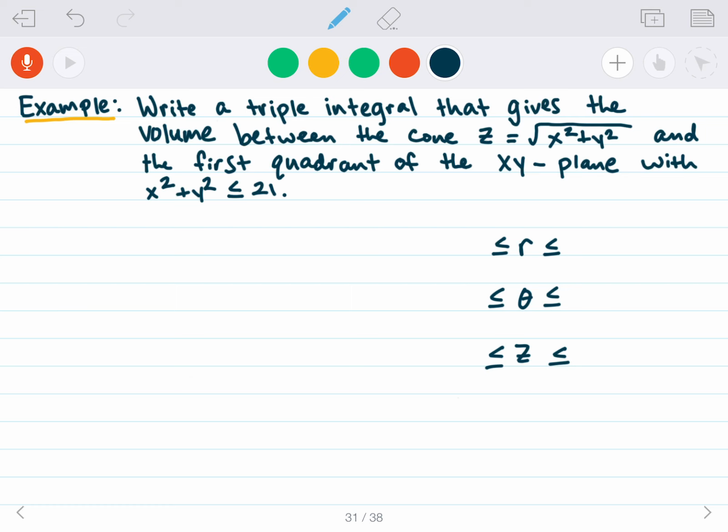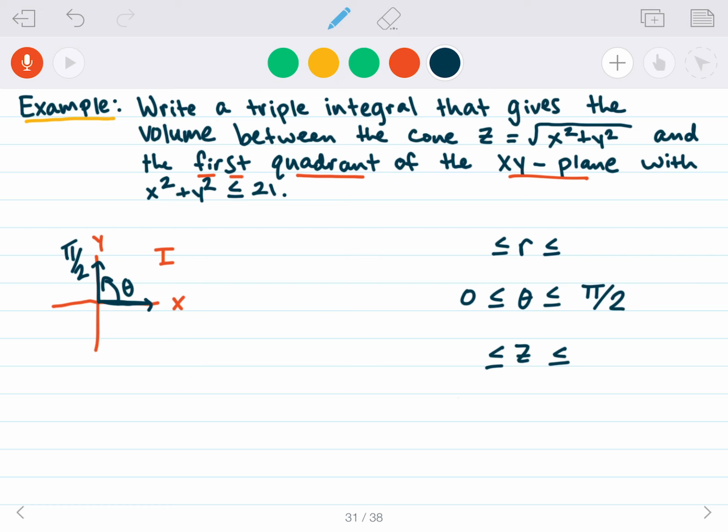Well, theta depends on the xy plane, right? And they tell us that we're only interested in the first quadrant of the xy plane. So if we were to draw that out, first quadrant's right here. This is the xy plane. And so theta is going to vary in this first quadrant from theta equals 0 to theta equals pi over 2. So our theta is going to vary between 0 and pi over 2. We know that for sure.